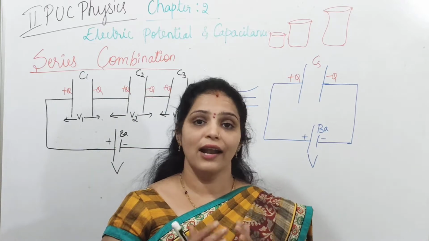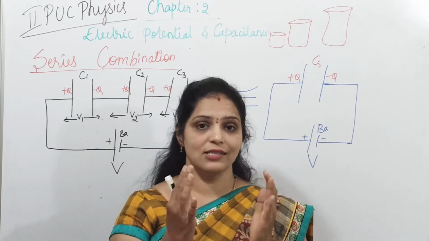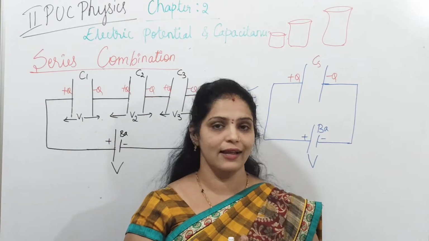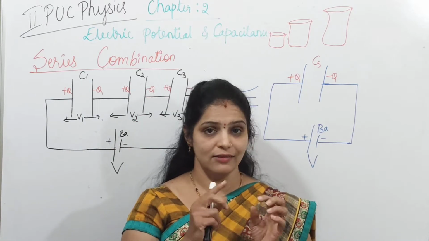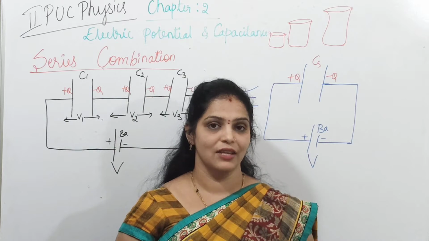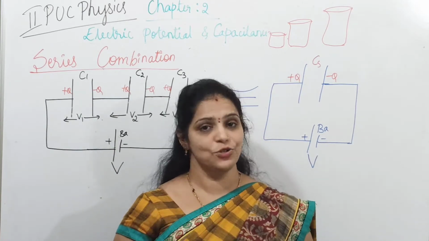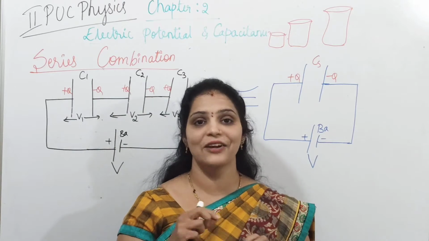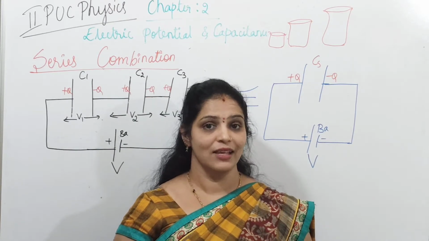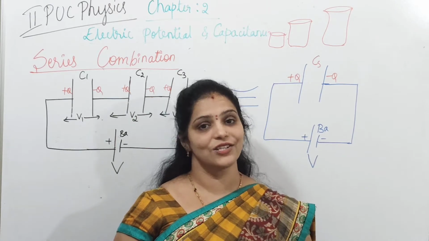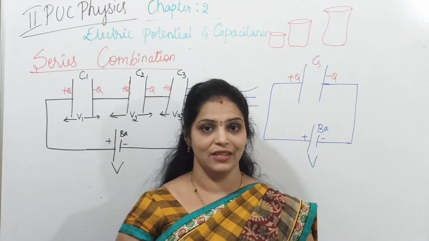Now, you have a group of capacitors, some number of capacitors in your hand, but you won't find a particular capacitor. Then you need to combine two or more capacitors to get the desired value of capacitance. There are two types of combination: series combination and parallel combination.